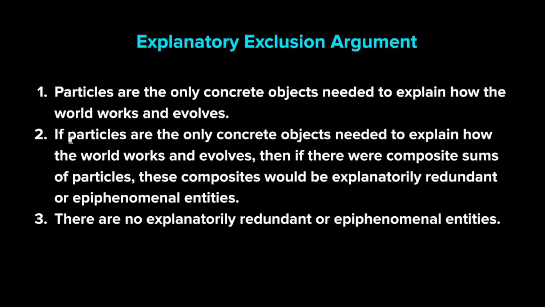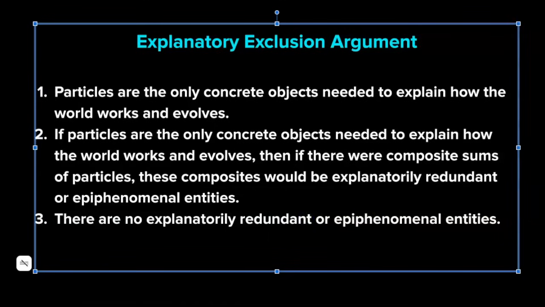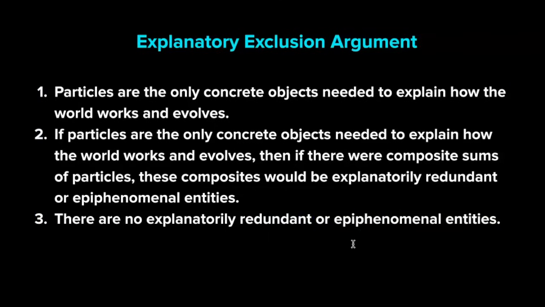The argument continues with a rejection of both explanatorily redundant and epiphenomenal entities, giving us premise 3, according to which there are no explanatorily redundant or epiphenomenal entities. Such a rejection is defended on methodological grounds. Occam's razor cuts against both explanatorily redundant and epiphenomenal entities, as there is no need to posit either of them.